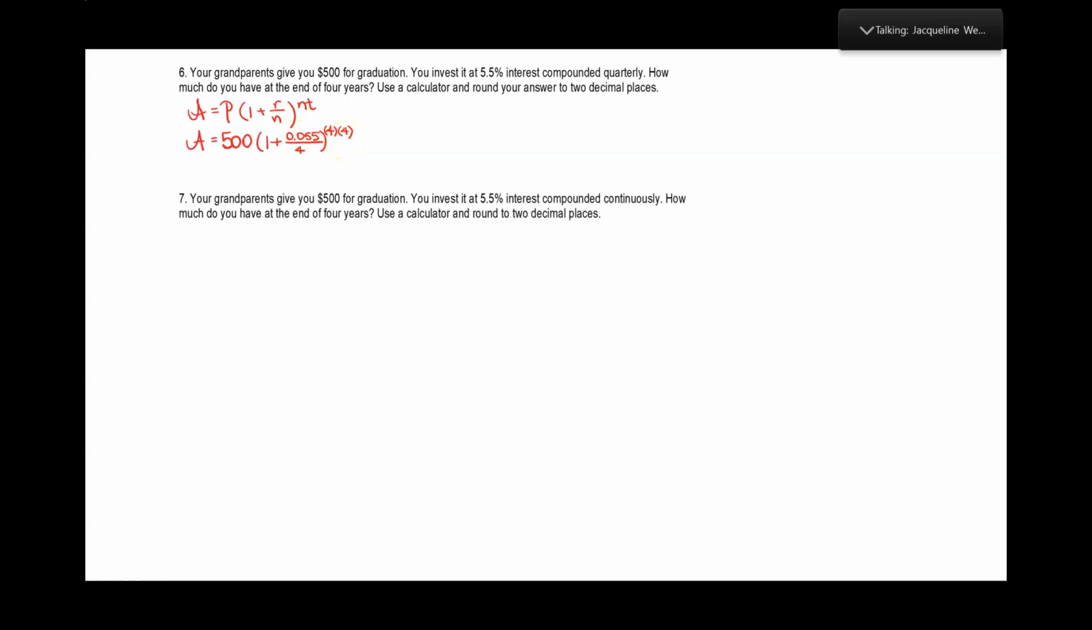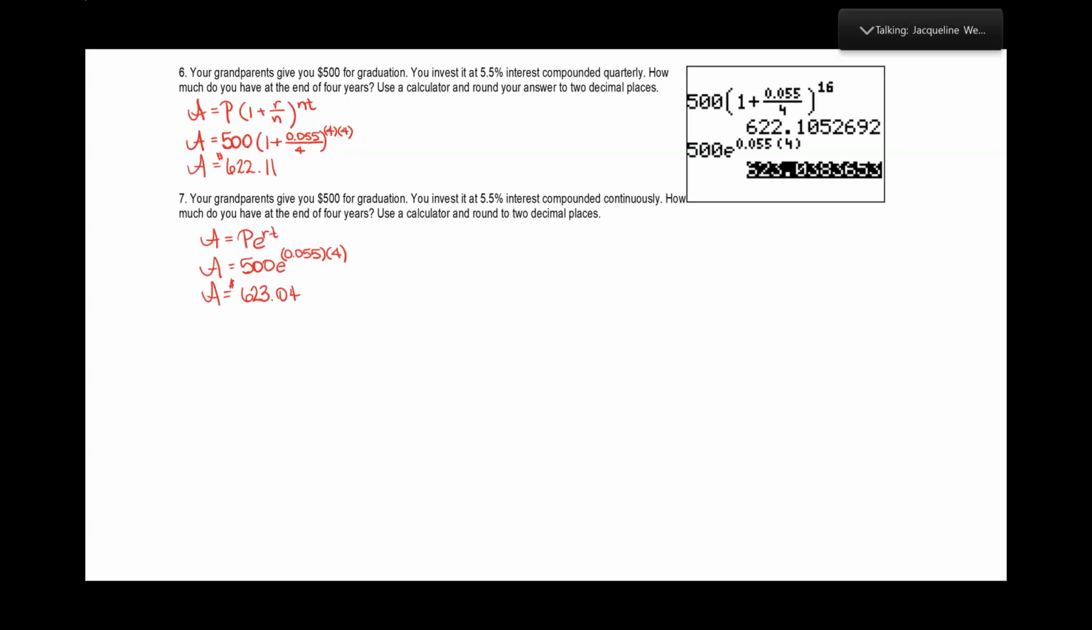Please make sure on your test that you give me your setup, this right here. Because if by chance you type it into your calculator wrong, I can just take off 1 point because I can see that you knew what you were doing. You just typed it in wrong. Okay. And obviously practice typing those in correctly so that you don't lose points on them. And I gave you a little screenshot there so that you could see that.